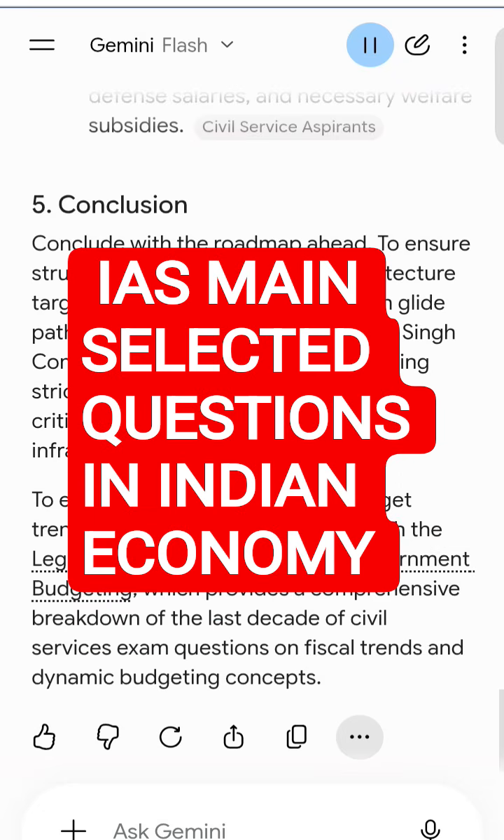Question 1, 10 marks, 150 words: Distinguish between capital budget and revenue budget. Explain the components of both these budgets. UPSC previous year question, model answer framework.